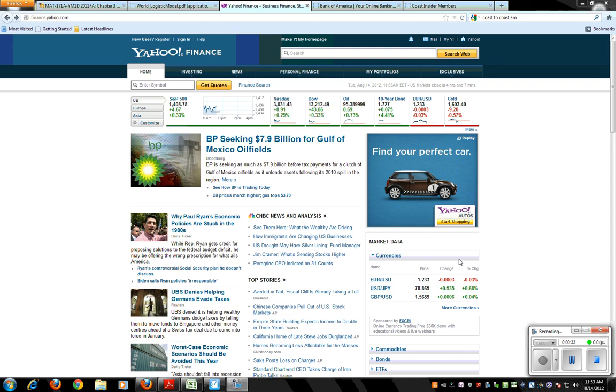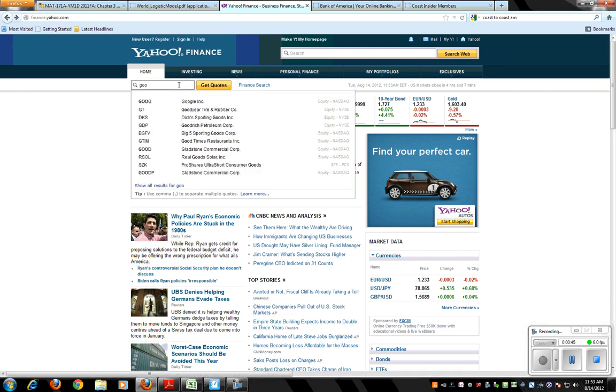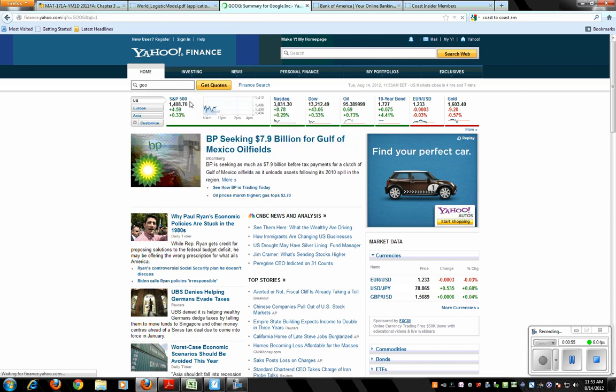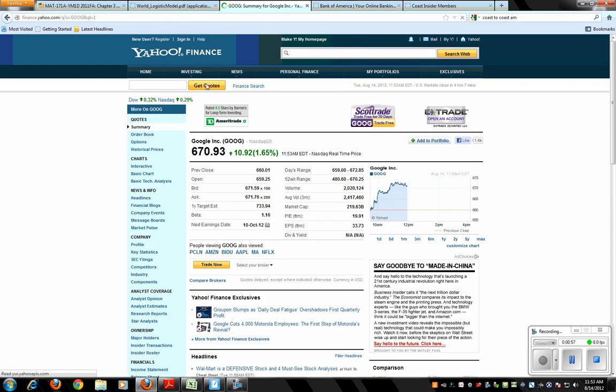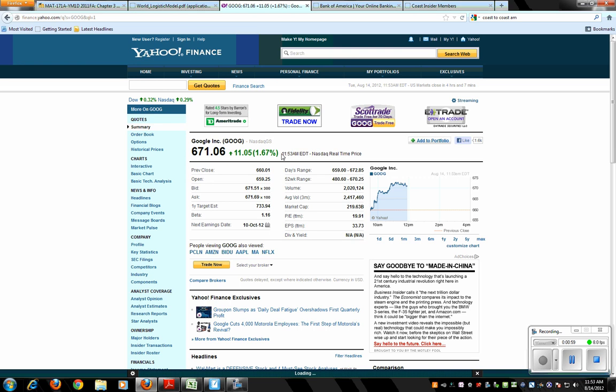So at finance.yahoo.com, what you're going to do is go up into this area right here, and you're going to pull up a stock. And you can use any publicly traded company. I'm going to use Google today. But you could use anybody. And as you start typing in the name, if you don't know the symbol, which most of us probably don't know many of the symbols that they trade under, you'll see that it pops up. So I'm just going to pick Google right here. And sometimes you have to hit get quotes, and sometimes it just comes straight to the page.